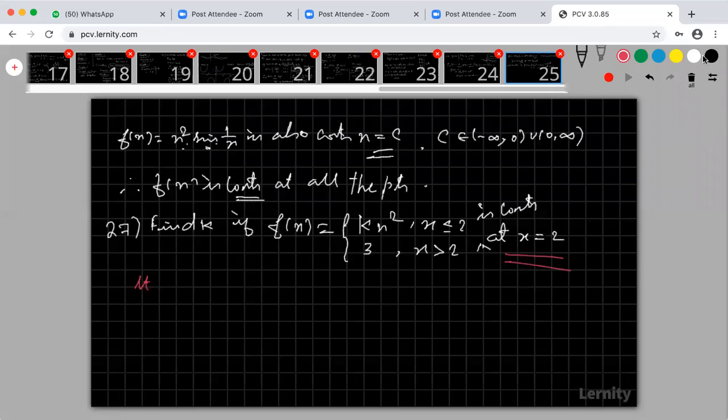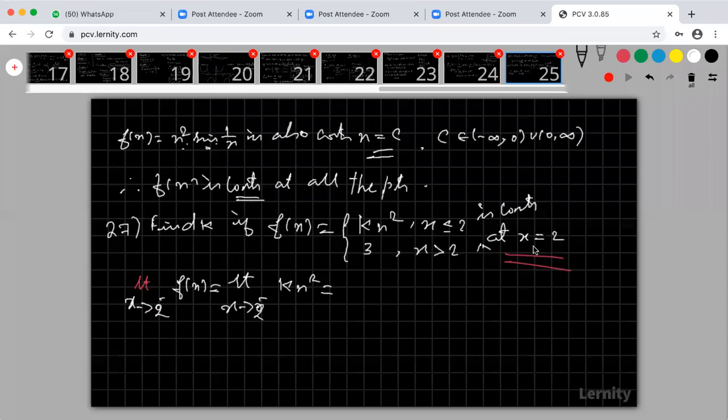The limit as x tends to 2 minus of f of x. What is my limit as x tends to 2 minus of f of x? It is the left hand limit, and my f of x is k into x square. Okay, I'm sorry, it is not 0, it is 2.